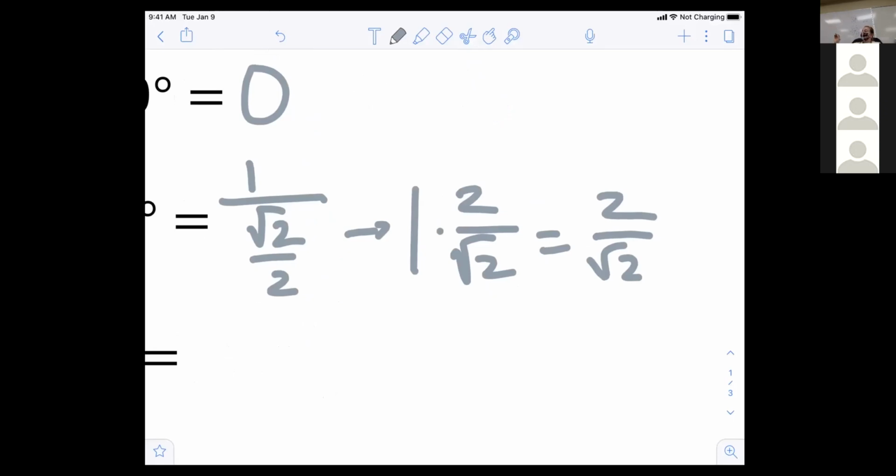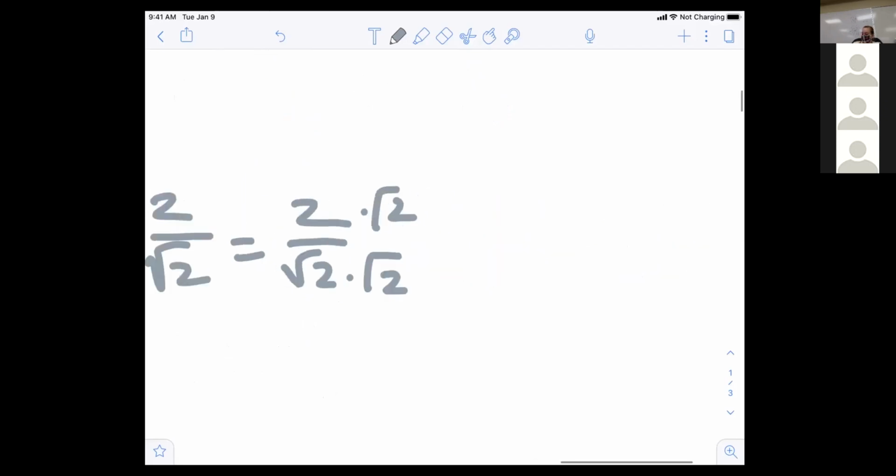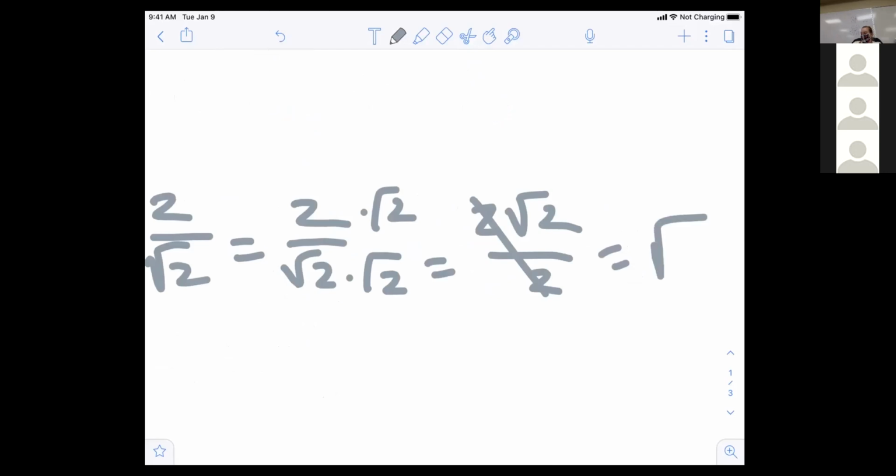I care about rationalizing with unit circles. I don't care with other things. I'm going to multiply by root 2 on top and bottom to get 2 root 2 over 2. And I cross them out, and I just get root 2.